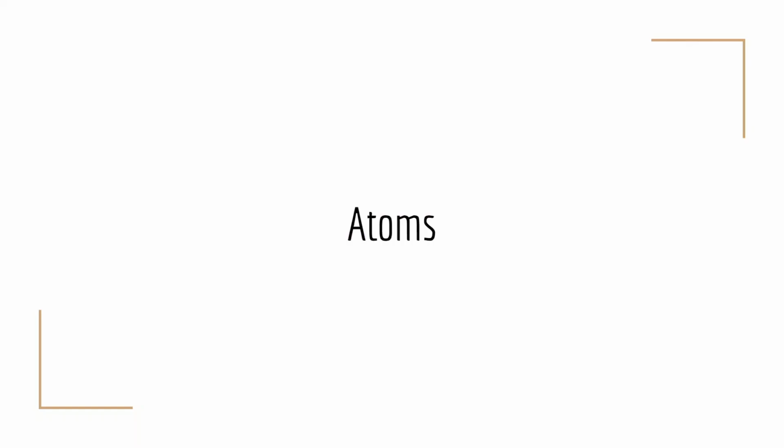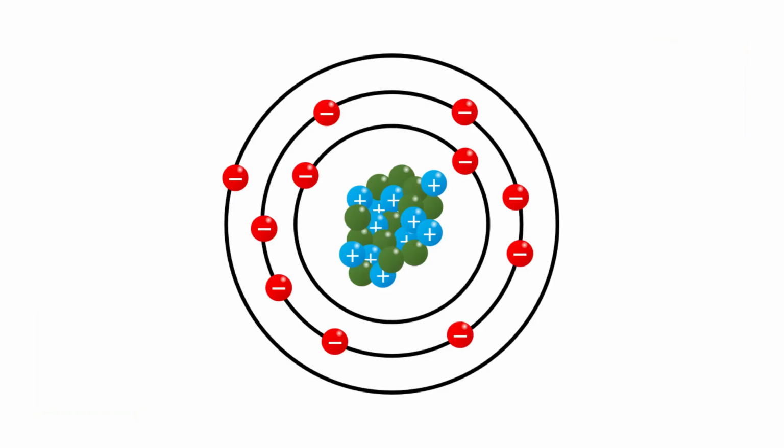Let's dive into the basic chemistry of atoms. Here is an artist's rendition of an atom, and here you can see many different subatomic particles. So let's start talking about each of them. Let's start with the green subatomic particle. That one is called the neutron.